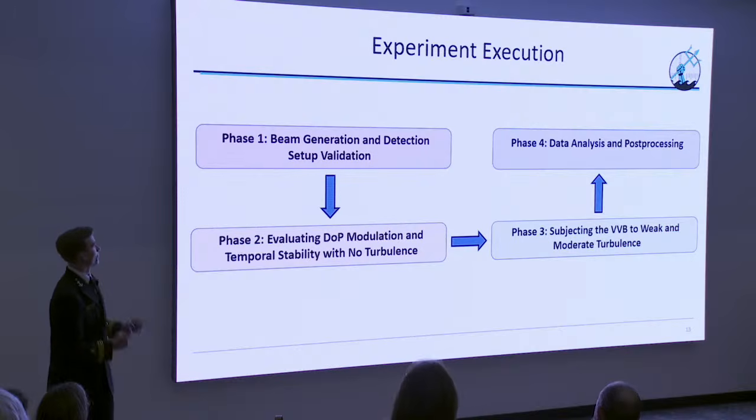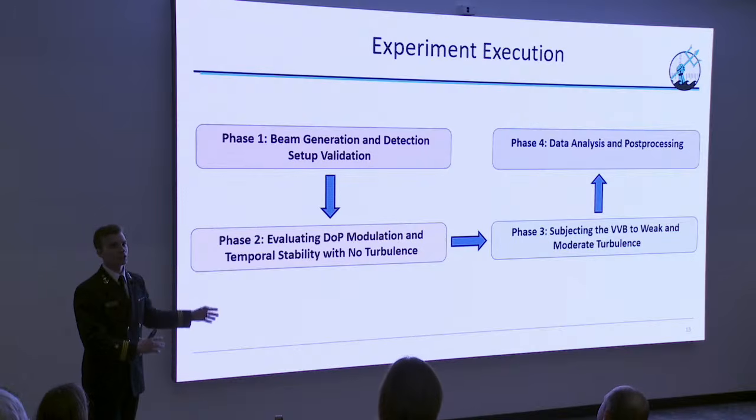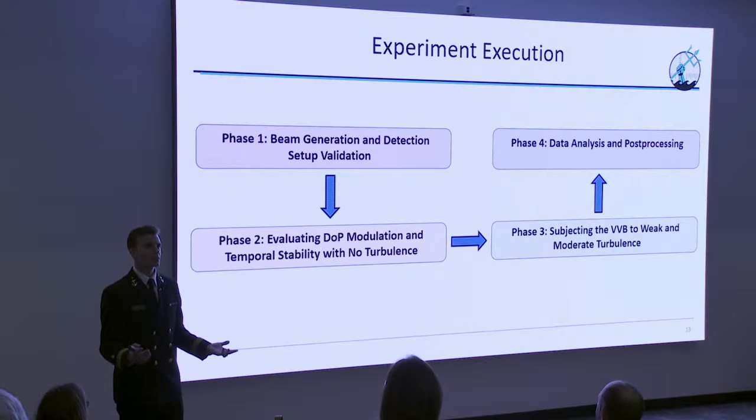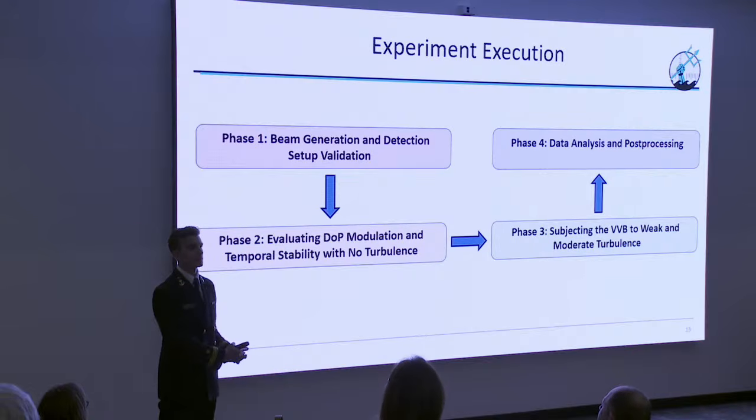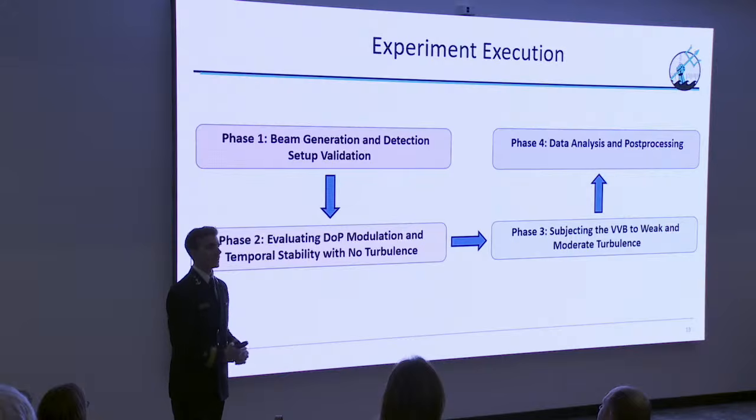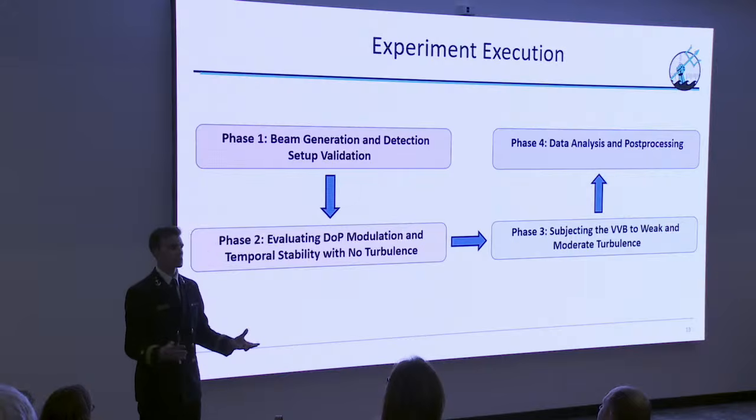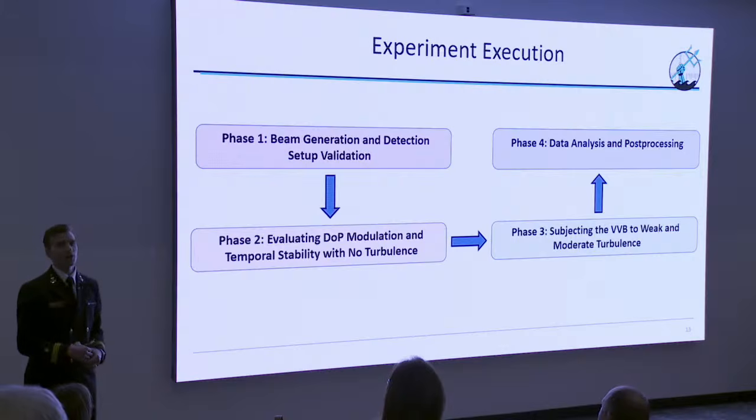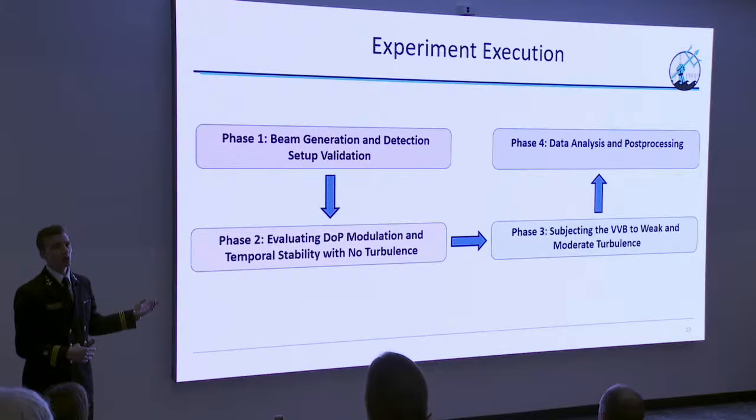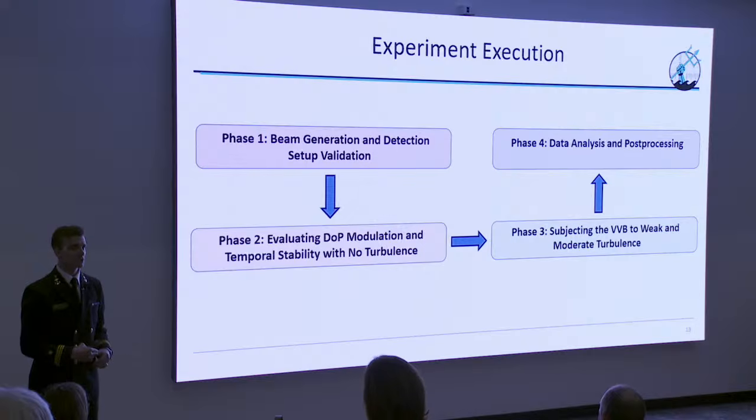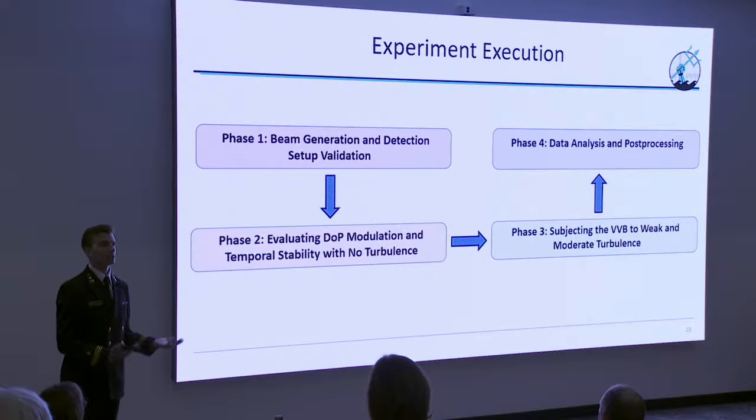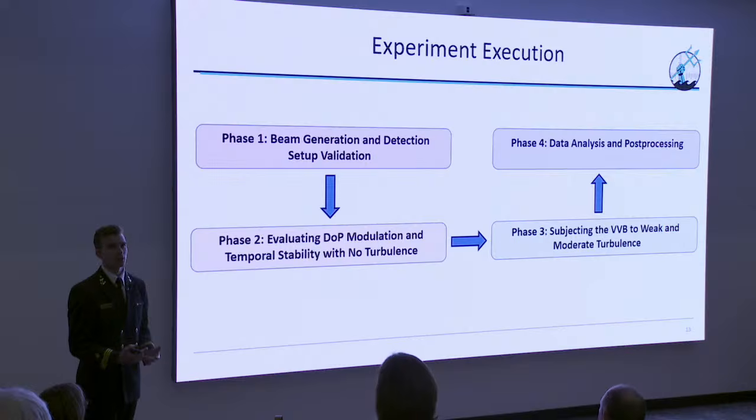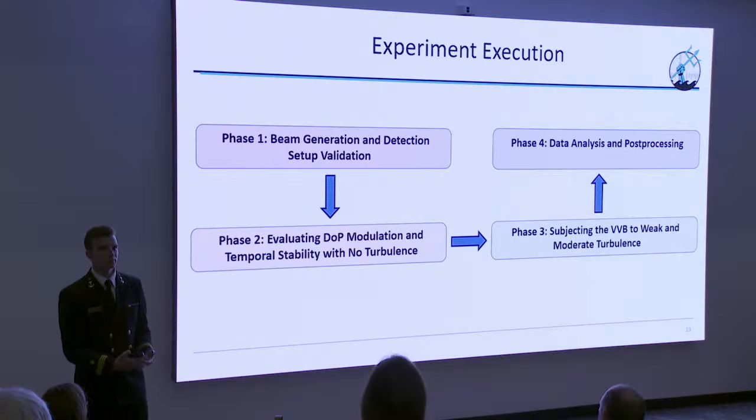So now we get into the fun stuff, our experiment execution. So the first phase was making sure that we could actually make these beams, that we could detect these beams, and that the vector vortex beam actually existed. After this, we had to evaluate whether or not we could modulate the DOP, whether or not the degree of polarization was stable in a non-turbulent environment, and make sure that all of these things work together nicely.